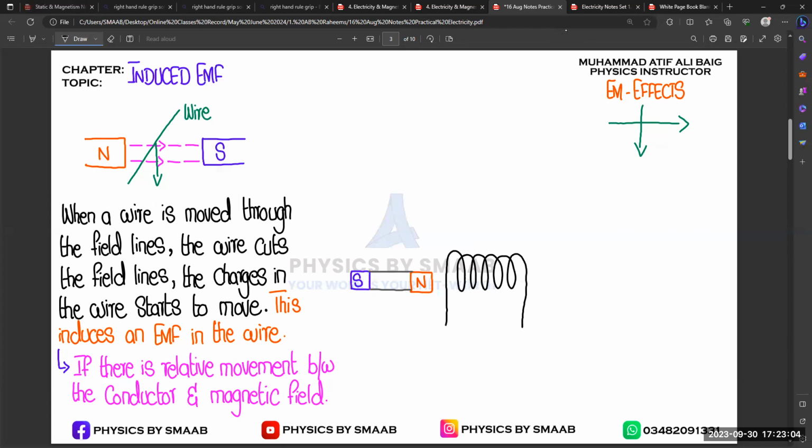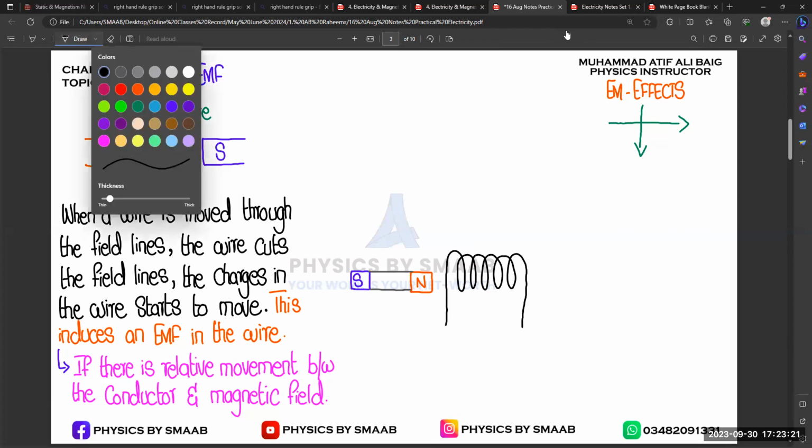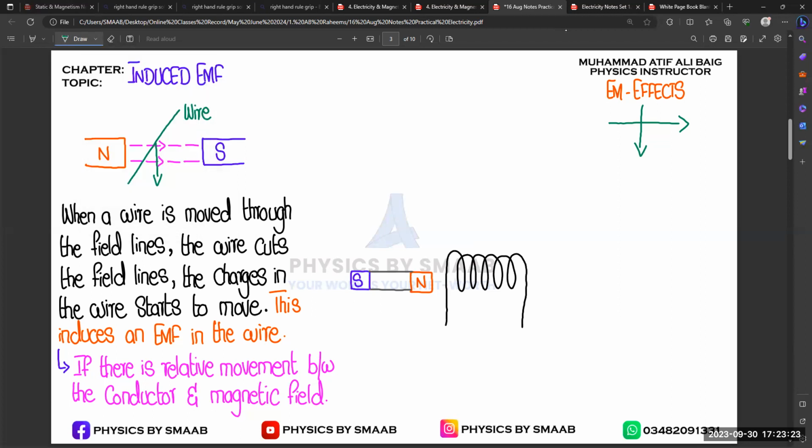right? Now you can see that there is no electric source connected with it, there is no battery. There is no other source connected in the diagram. There is only two things: a coil and a magnet. Further, we will connect a measuring instrument, which is known as an ammeter, to note the value of electric current, right? So this is the concept.